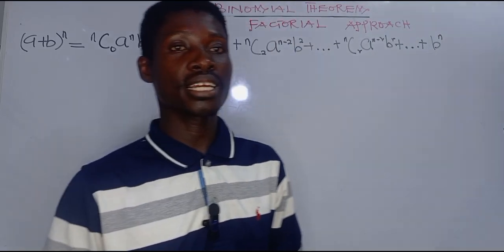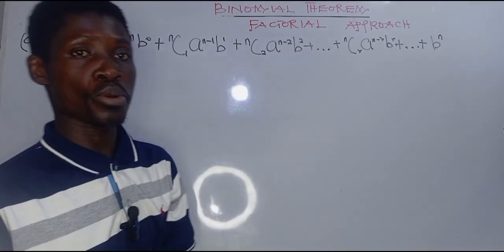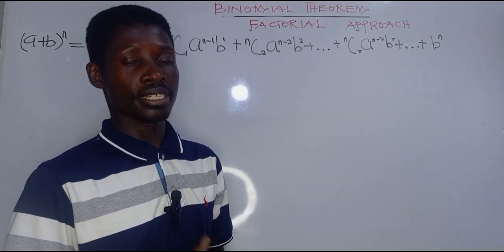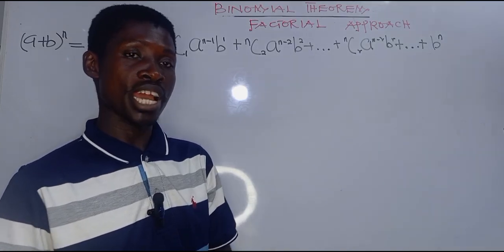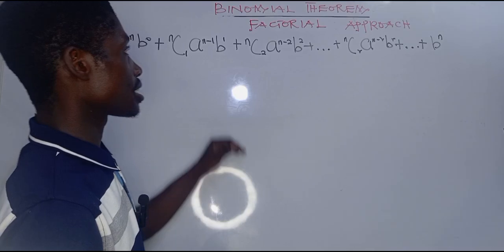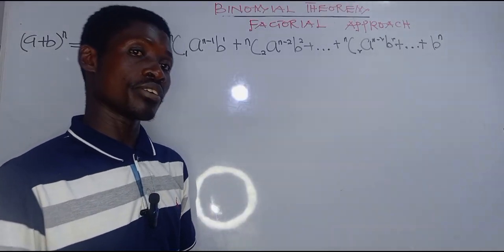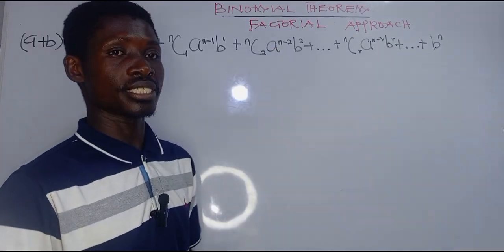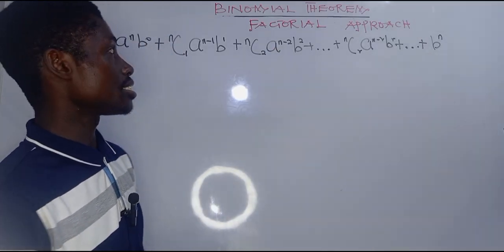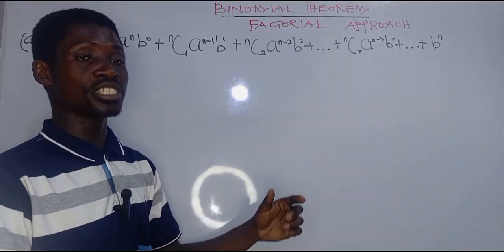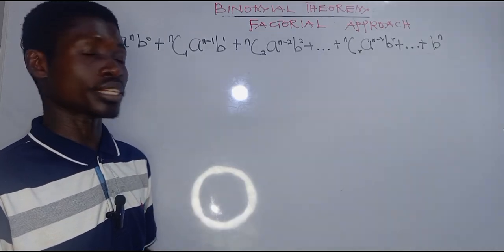In this very lesson, we shall be looking at the factorial approach under the binomial theorem. In our previous lesson, we learned how to expand a binomial expression using the combination approach, and this is the formula that we used. In this very lesson, we shall be looking at the factorial approach. One interesting thing is that the factorial approach can be deduced from the combination formula. So let's look at that one.